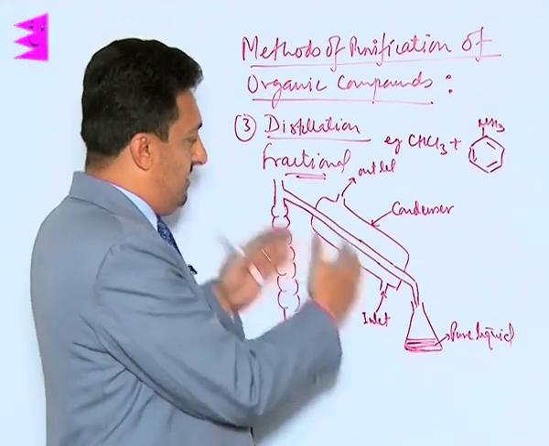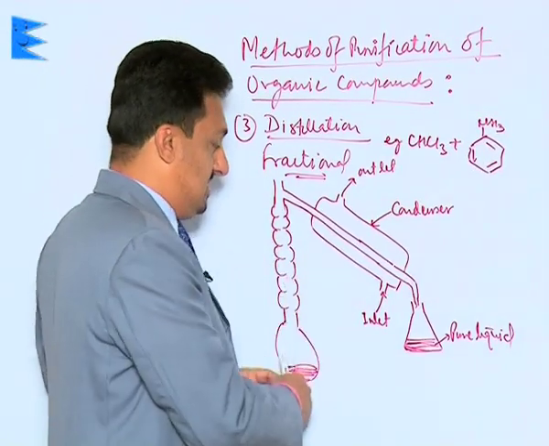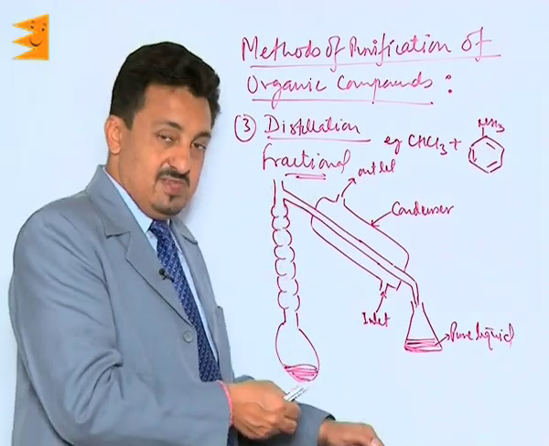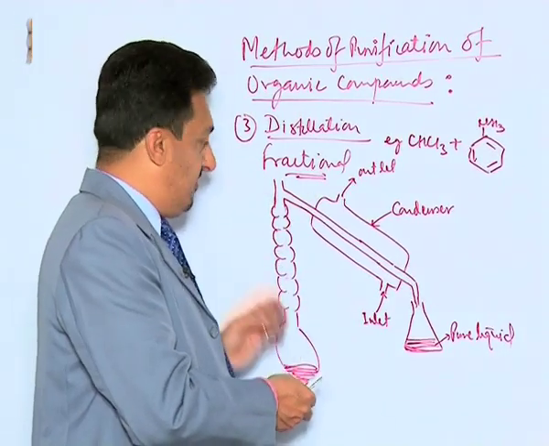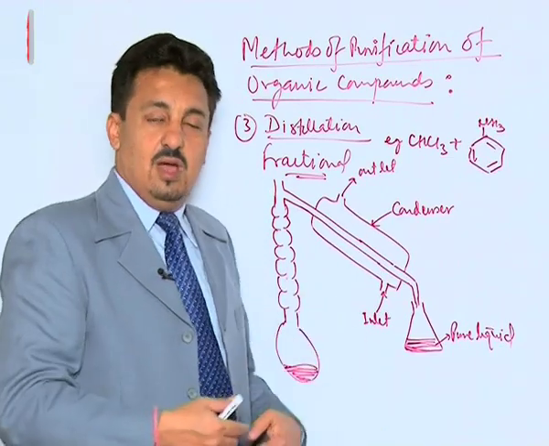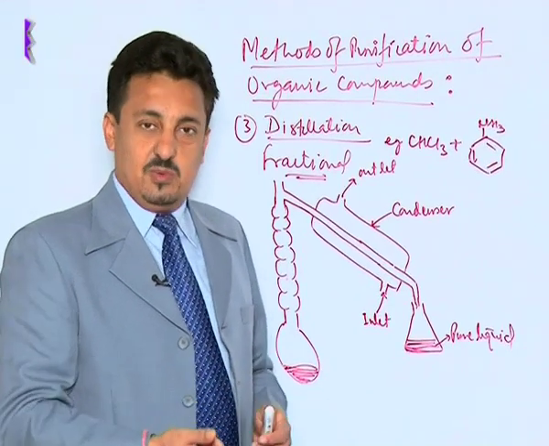The one which is most volatile gets separated out and the others remain as such. Slowly, once the most volatile is separated out, we can increase the temperature further and have another liquid separated out, and this is how we can go ahead with this process and separate mixtures of different liquids.